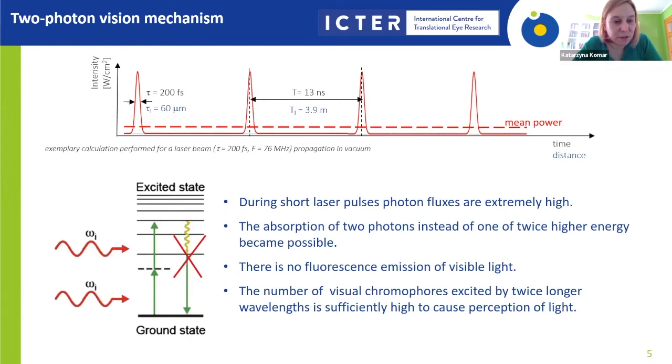So in 2-photon vision, we've got something like cheating our visual system. Our visual system thinks that it is perceiving visible light, so photons of twice higher energy. In fact, it is stimulated by photons of twice lower energy.